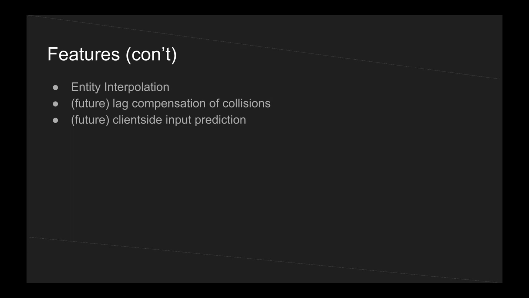Additional features include entity interpolation. That's the basic kind of smoothing that occurs between snapshots that are coming from the server, resulting in just perfectly smooth movement. It used to have lag compensation of collisions. It's disabled in the beta release, so I wrote that it's coming back in the future. The form of lag compensation which it possesses is that it records the positions of entities and stores a brief history of where they've all been.